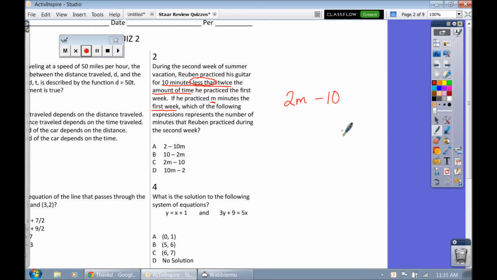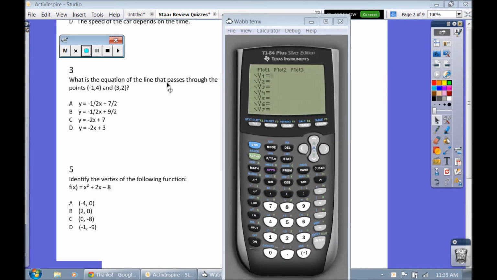M. So we just match our equation up. They're testing you on the switch word there. Watch that less than. Be careful with that. Not 10m minus 2 or 10 minus anything.